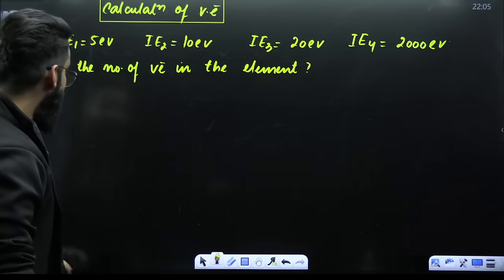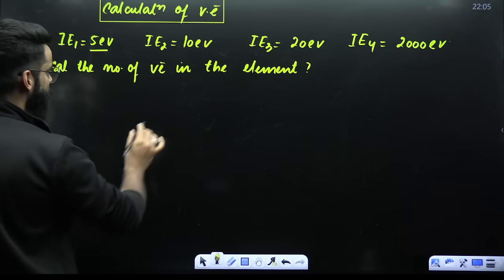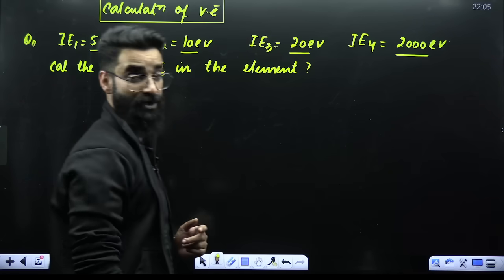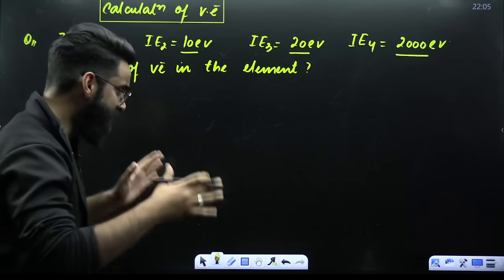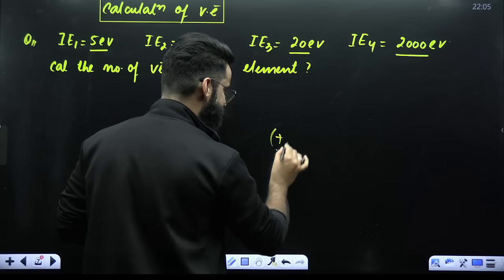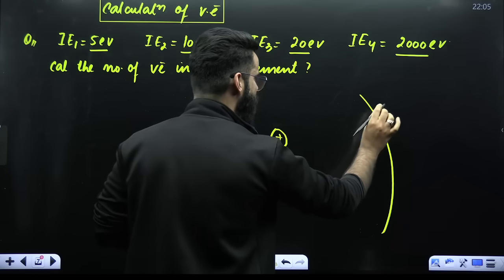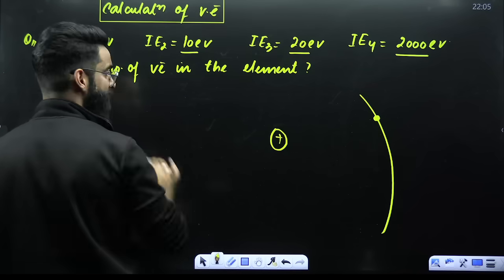Now, my dear students, let's say you have got an element whose first ionization energy is 5 electron volt, second is 10, third is 20, and fourth ionization energy is 2000 electron volt. You have to tell me how many valence electrons are there in the atom. It's pretty simple. Let's say this is the nucleus, and this is the outermost shell. To take the first electron out from the outermost shell, how much energy is required? 5 electron volts.